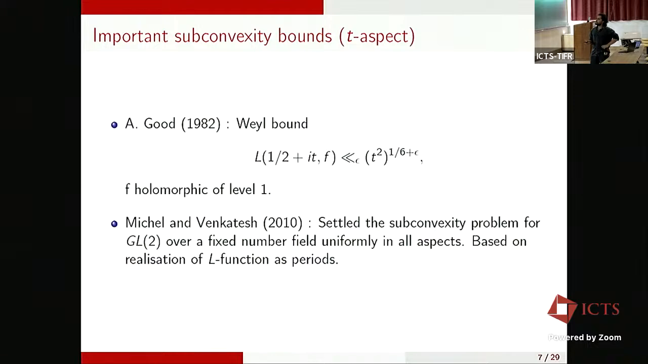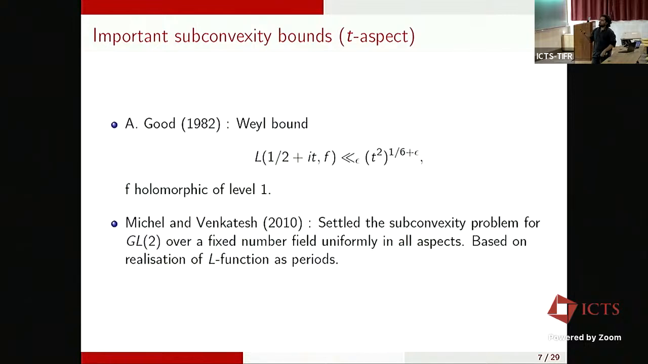Let us try to see what we know for higher degree L-functions. So for GL2 in the T aspect, this was first proved by Anton Good. He also got this Weyl bound, which is 1/6 of the conductor, which is T squared in this case. He deduced this by evaluating a mean square of the central L value, and then he reduced it to some sums of Kloosterman sums, and then he used the GL2 spectral theory to arrive at this bound.